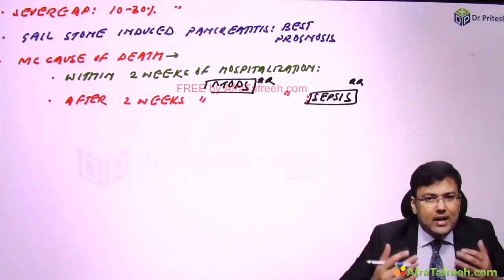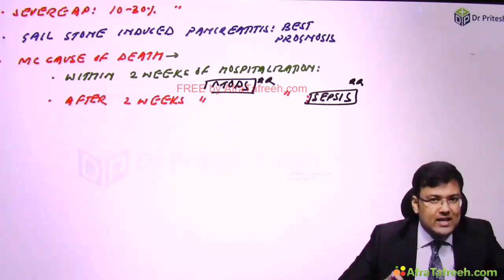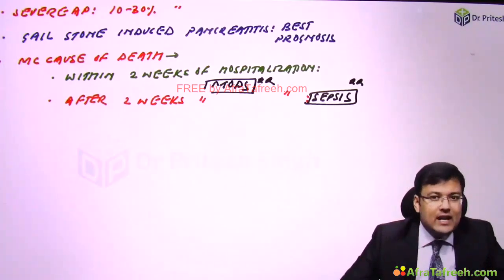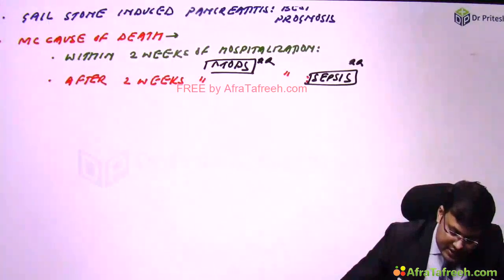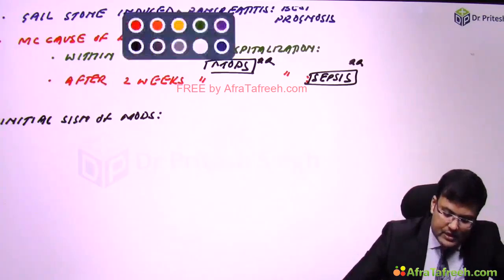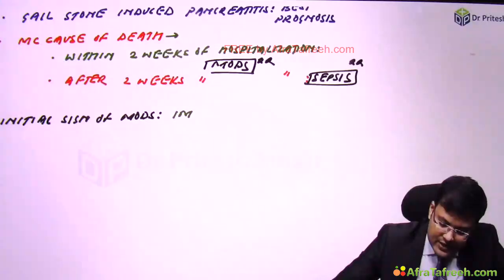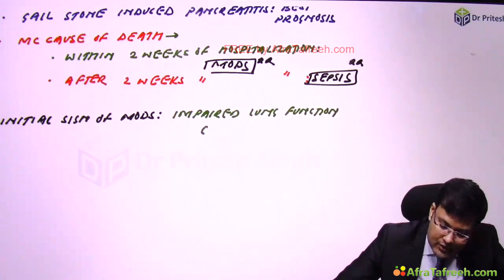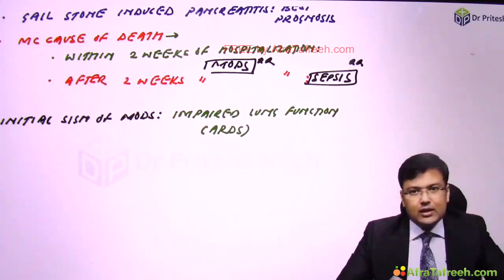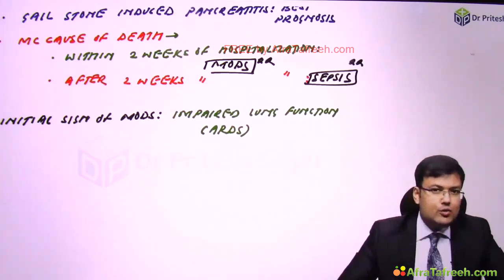Now see the problem. In multi-organ dysfunction syndrome, what's the initial sign? The patient is having impaired lung function. Why? Because of ARDS. So what is the initial sign of MODS? It is the impaired lung function, because of ARDS, adult respiratory distress syndrome. So these are the questions which are commonly asked about acute pancreatitis.